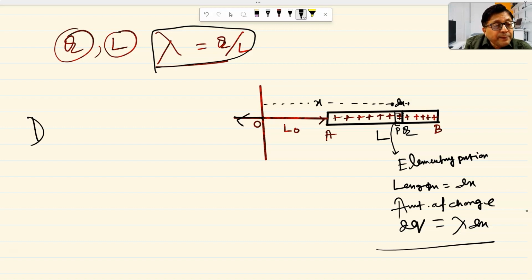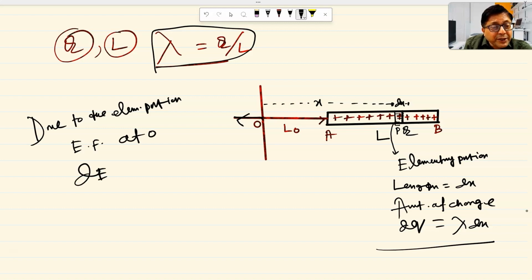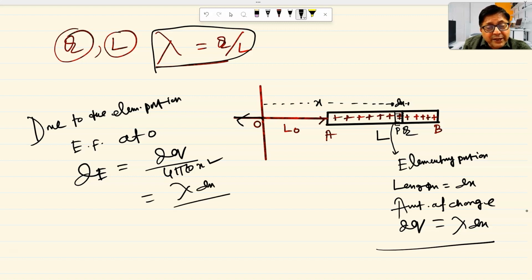So due to the elemental portion, the electric field at O is going to be dE. It is a one-dimensional case, so it will be directed this way only, as it is positively charged. dE equal to dq by 4 pi epsilon 0 x square. This is nothing but lambda dx by 4 pi epsilon 0 x square.